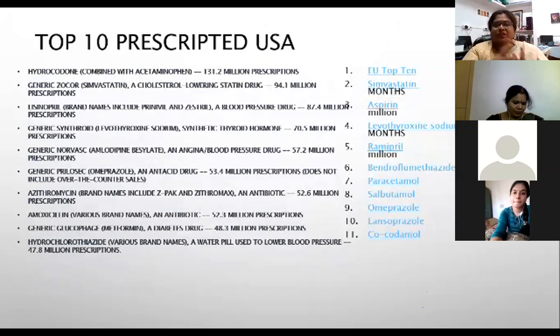Yeah, these are a few examples of the top 10 prescribed drugs. Why we have taken them is because as we go through the presentation, we will also have examples of what these reactions are and how these reactions are collected and contributed. Right from Thyronorm, or hydrocodone, or simvastatin, they have been the biggest drug users.